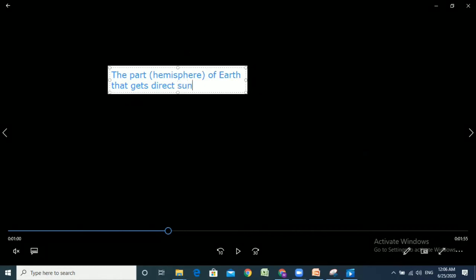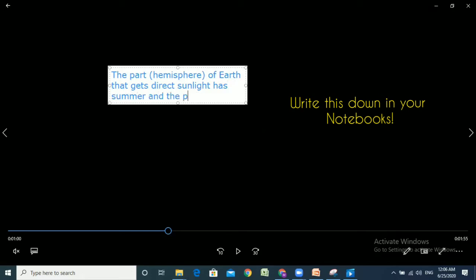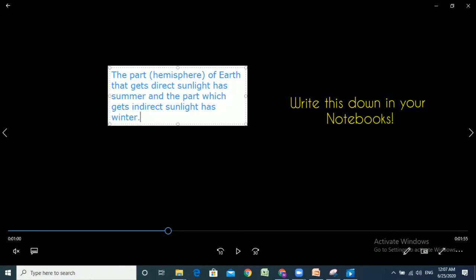The part, bracket में write hemisphere of Earth that gets direct sunlight as summer, and the part which gets indirect sunlight as winter. Now this is clear. Direct sunlight, summers, indirect sunlight, winter.